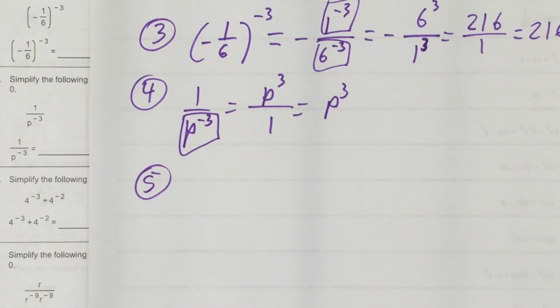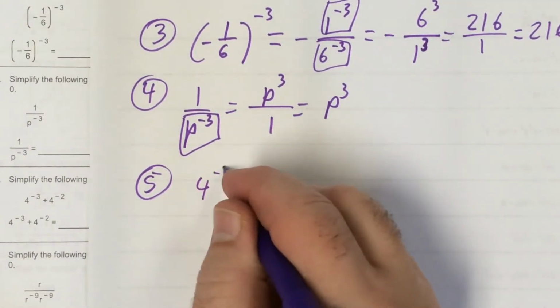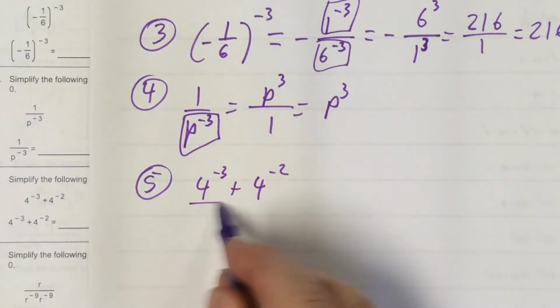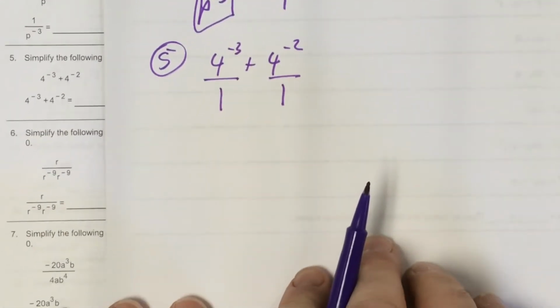Now, a calculator will do this for you straight out, but I feel this is a good example to look at to see how it's carried through. So, we have 4 to the negative 3 plus 4 to the negative 2. What I'm going to do is go ahead and write each one of these over a fraction. I'll move this up here a little bit.